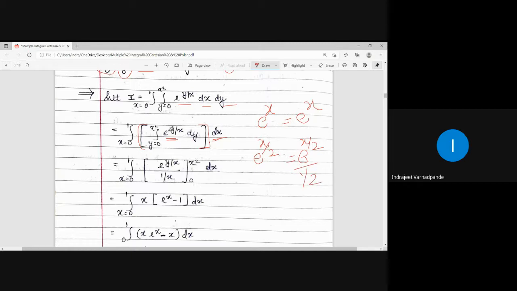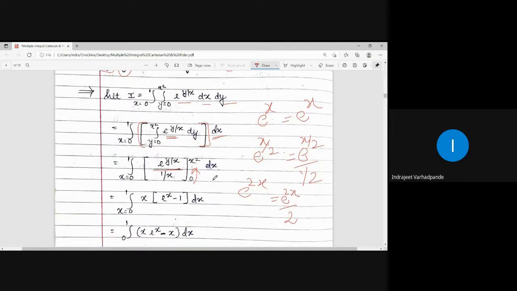Similarly, integration of e to the power y by x, I am integrating with respect to y. x is constant. The coefficient of y is 1 by x, which will be constant. Therefore, integration of e to the power y by x is e to the power y by x upon 1 by x, and limits will be put between 0 to x square. That is how integration of e to the power 2x is e to the power 2x upon 2. So whatever is the constant term, that is getting divided in the integration.